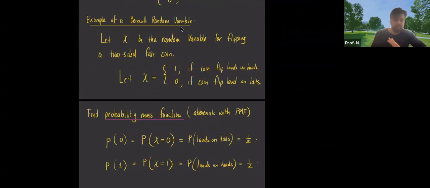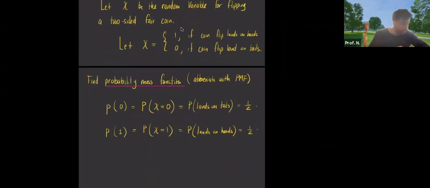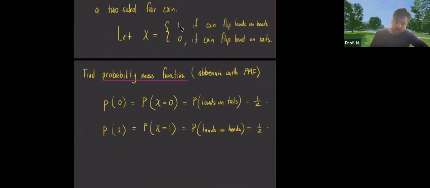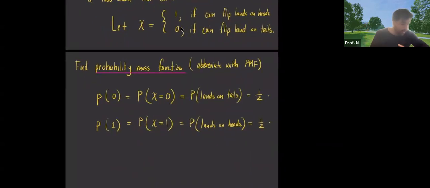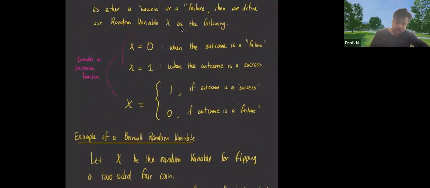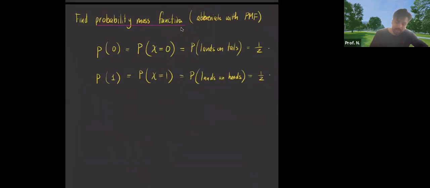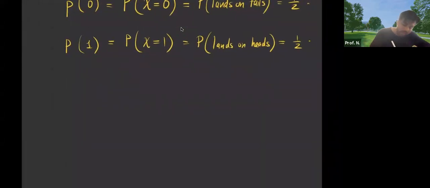So once we understand this, and once we have this, then we can talk about the next kind of random variable. So we talked about type 1, Bernoulli. Now we're going to talk about the second type. And that's called the binomial.